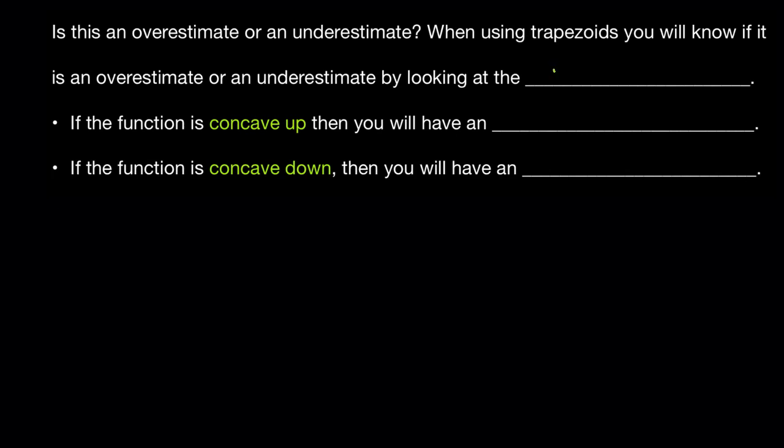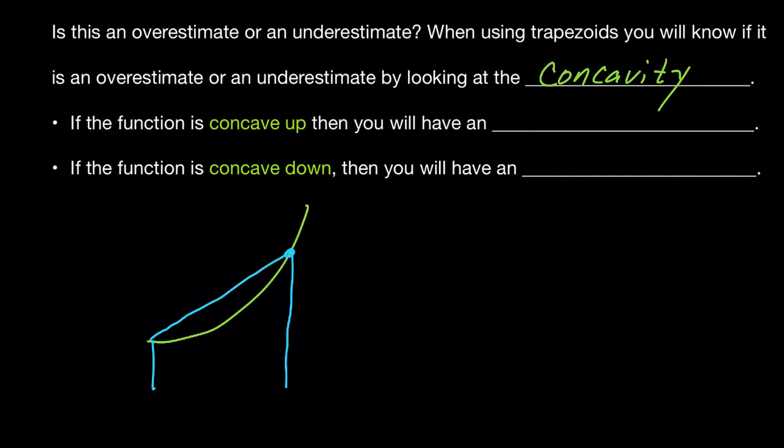concavity of the function. For example, if you have a graph that is concave up and you are doing these approximations, what's going to happen is you are going to have this chunk that is not underneath the curve. And so when you have a function that's concave up, you are going to end up with an overestimate.